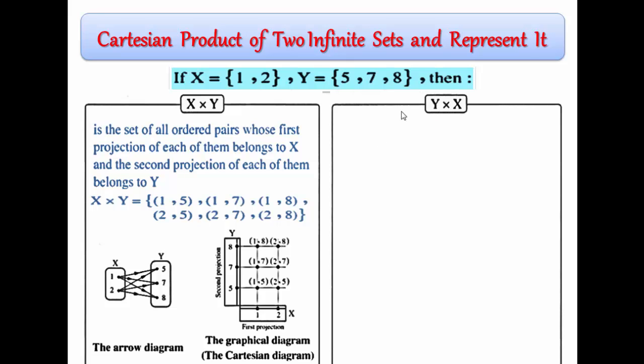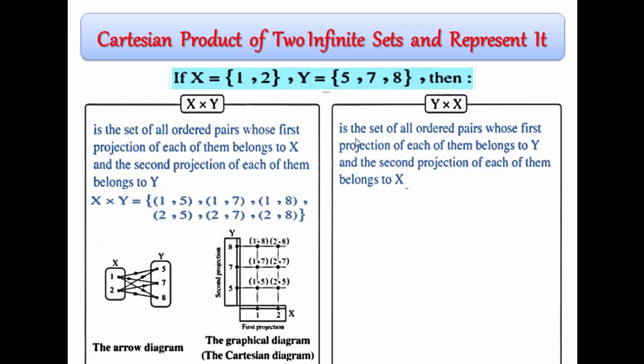If we need to find y multiply x, here in x multiply y the first coordinate will be 1 and the second one will be 2. What about y multiply x? The first coordinate will be 5, 7 and 8. As shown, it is the set of all ordered pairs whose first projection of each of them belongs to y and the second projection of each of them belongs to x.